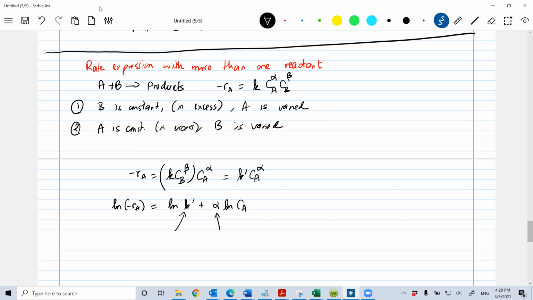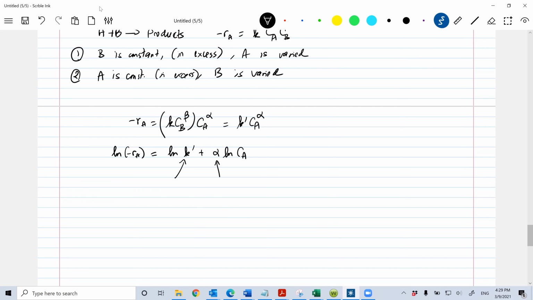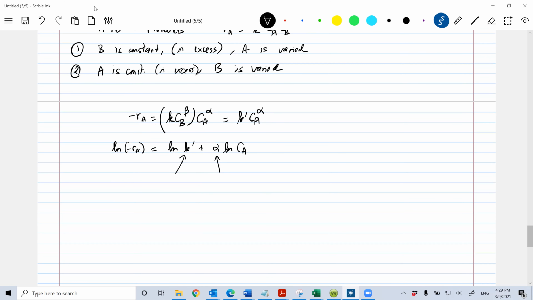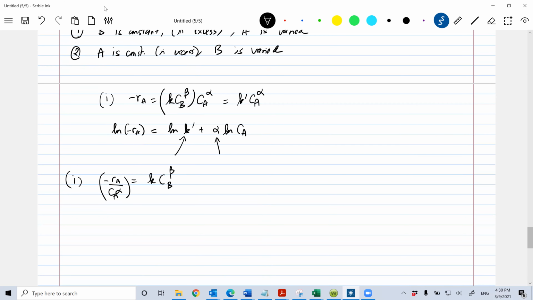Okay, so we know that. Then you can get K prime and alpha. After this, you can go back to reaction expression, I'm going to call this I, and look at it again, but write it this way. Because you know alpha, you can plot minus RA over CA^alpha. And then again, you can take the log of both sides.